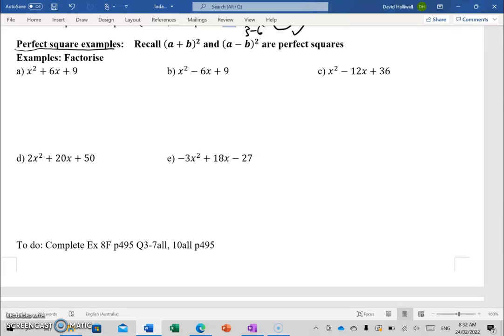So recall, if you've got a plus b all squared or a minus b all squared, they're perfect squares. Anything with a bracket and a squared is called a perfect square. And what you'll see for these ones is the factors will be the same.